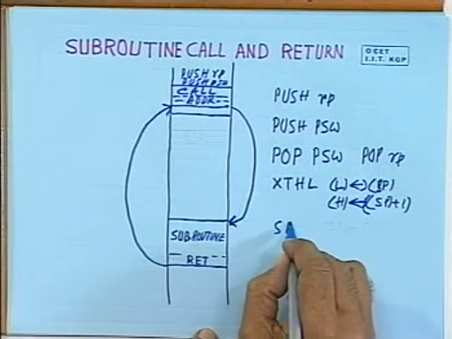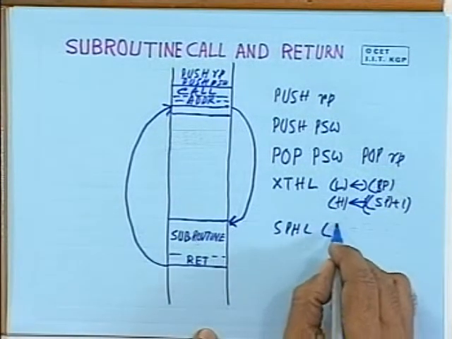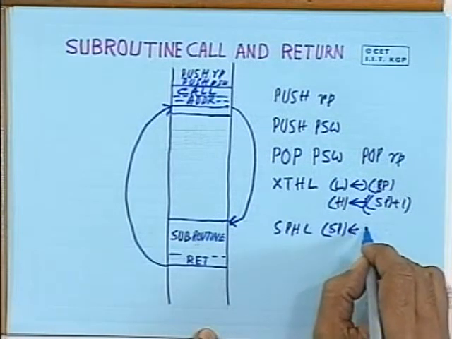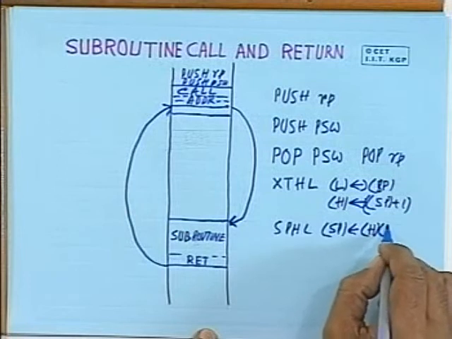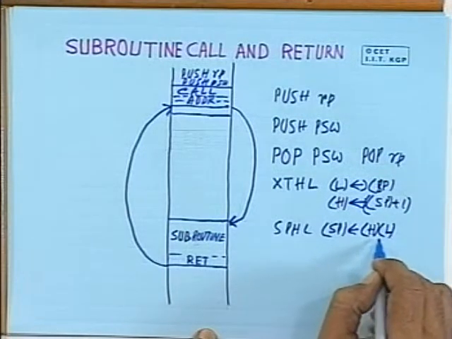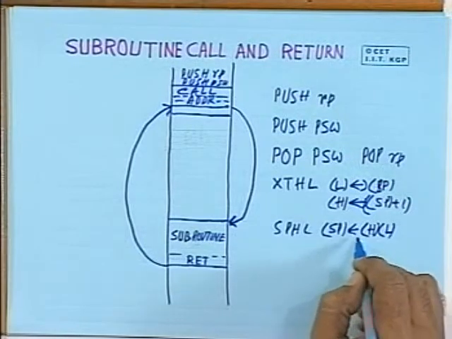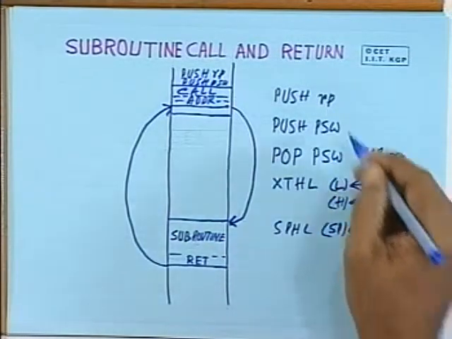Or say SPHL, where the stack pointer is loaded by the value of the HL register pair. So these instructions may be required whenever you perform subroutine call and return.